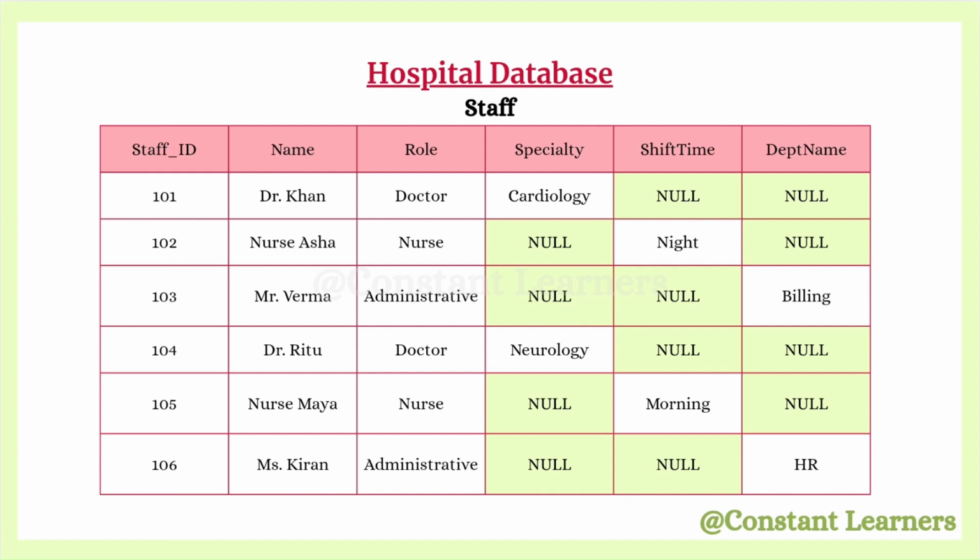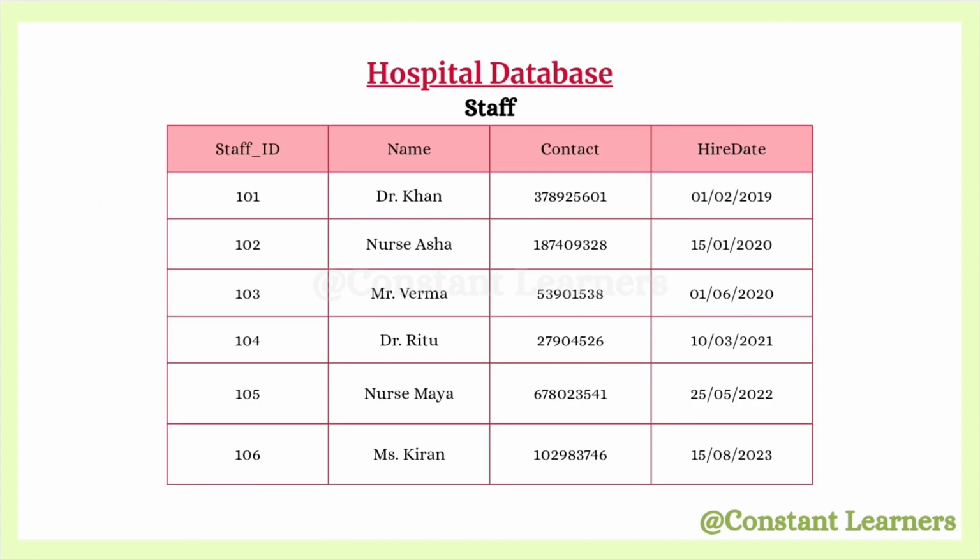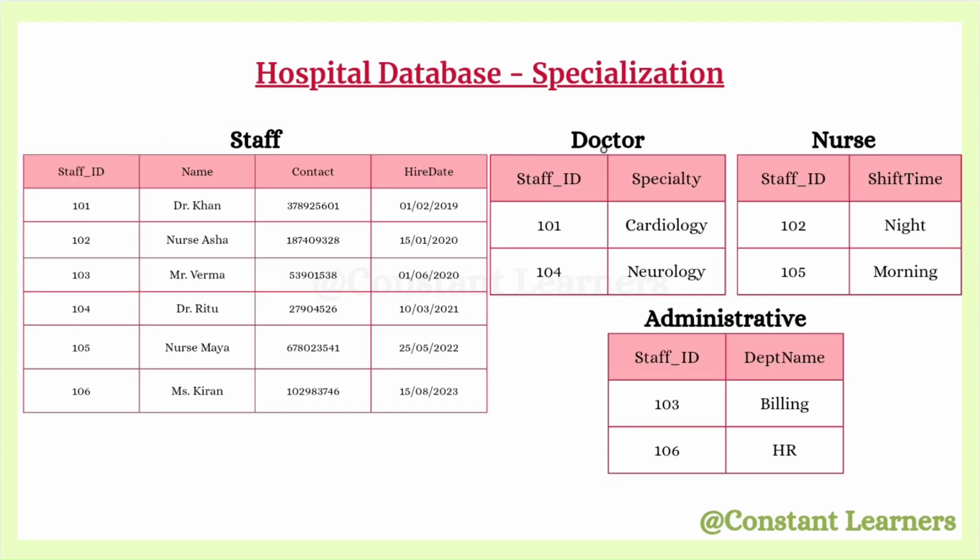So how do we fix this disaster? See, this is where the magic of specialization comes in. Specialization lets us transform this chaos into clarity by dividing a general entity into more specific sub-entities based on their unique attributes. So instead of one bloated table, we create a base staff table with common attributes like staff ID, name, contact and hire date. These are the common attributes, right? And then we create the specialized tables, that is, separate tables for doctors, nurses and administrative staff.